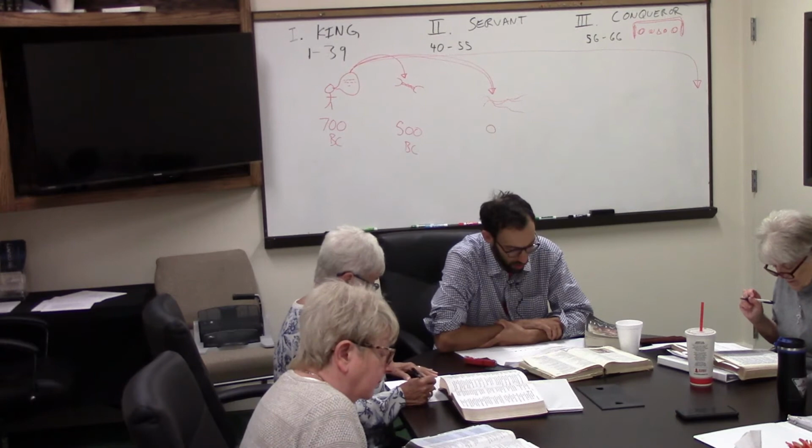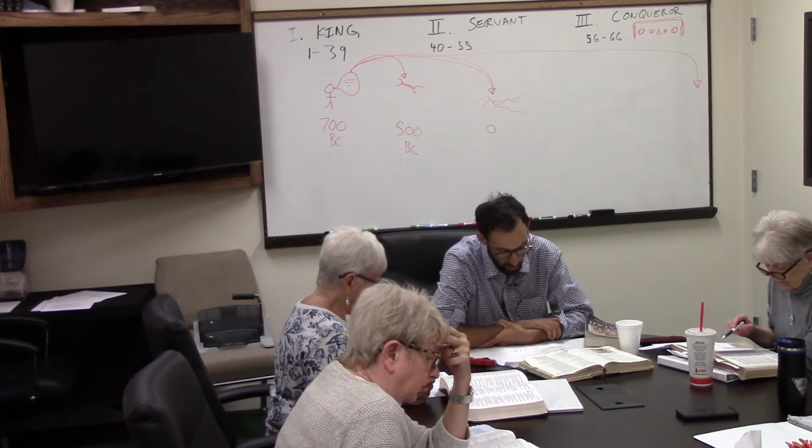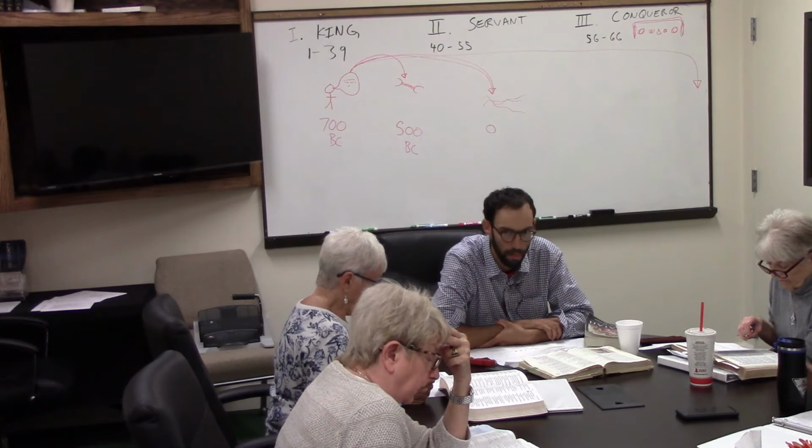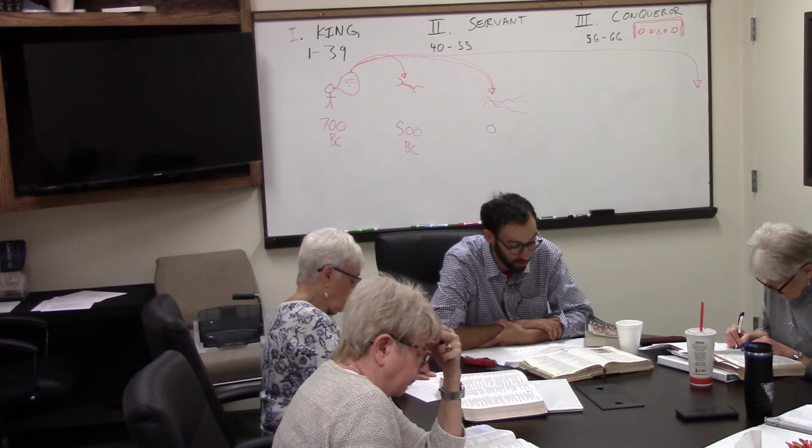Okay, and then just as a quick aside, notice those last three lines. What do they all have in common? Crown of beauty instead of ashes, oil of joy instead of mourning, garment of praise instead of spirit of despair. They're all reversals, transformations from this to this. And that's a huge theme throughout all Isaiah.